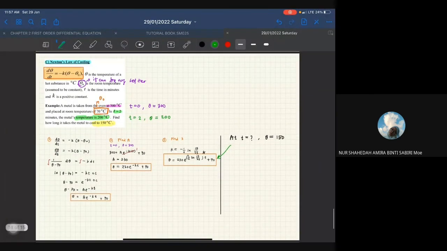Ada apa-apa soalan tak untuk this one? Saya cepat sikit sebab dah nak habis. And dia sama je step dia. Do you have any question? Tak ada. Suara okey ke? Tidak. Ada.